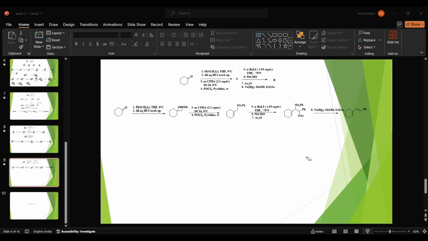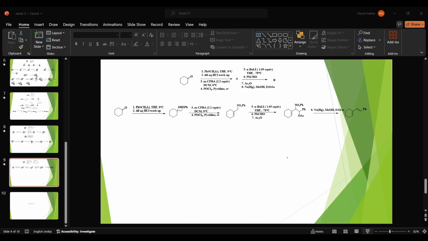After that, we are using a very strong base, LDA, as compared to n-butyllithium, which has much more strength. It even deprotonates the CH3 present on the benzene, and we'll get the corresponding carbanion, and that carbanion will attack our amide group.